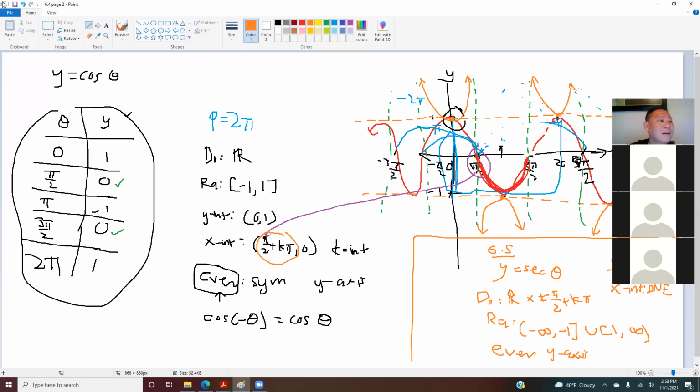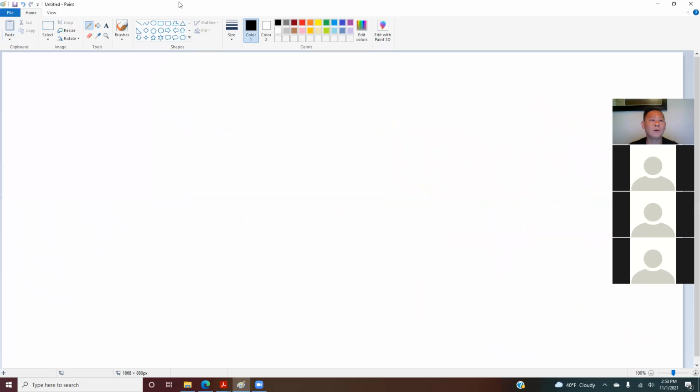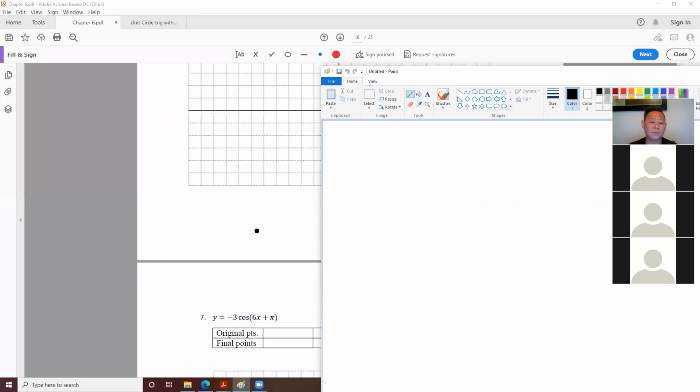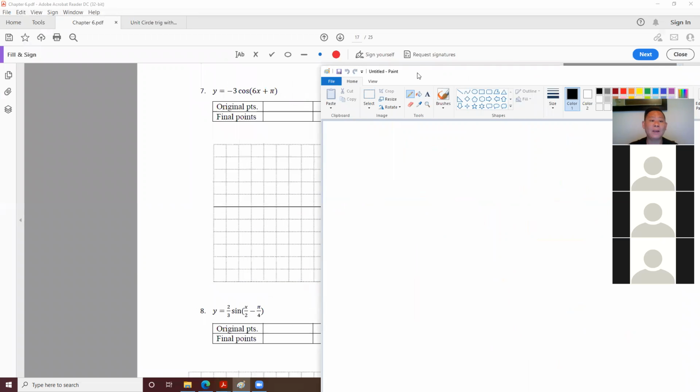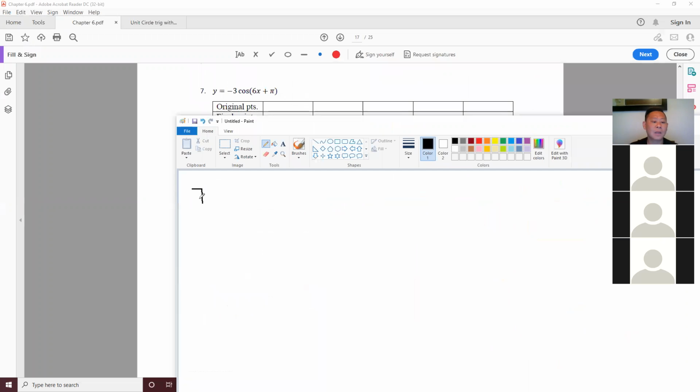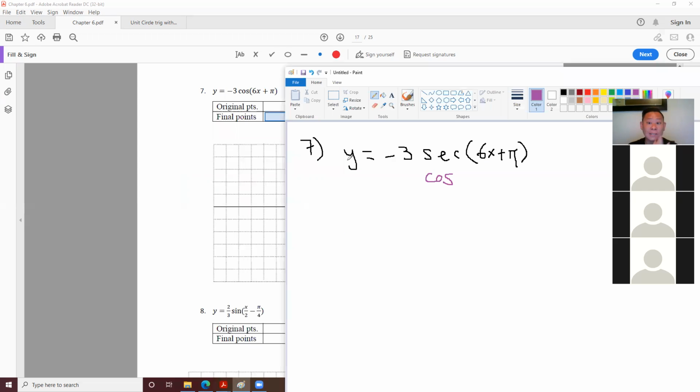Let's try to do two sections here. All right, so how do we draw a secant graph? We'll do one. Or a cosecant graph. Let's say we do question number 7 here. Instead of doing cosine, I will change this into secant. Everything else is the same, I will just change it to secant. But we have to draw the cosine graph first. We still have to draw the cosine graph, and after that, we draw the secant graph.